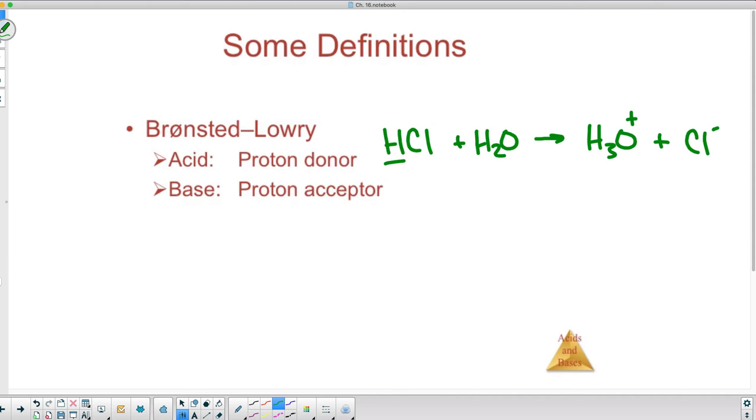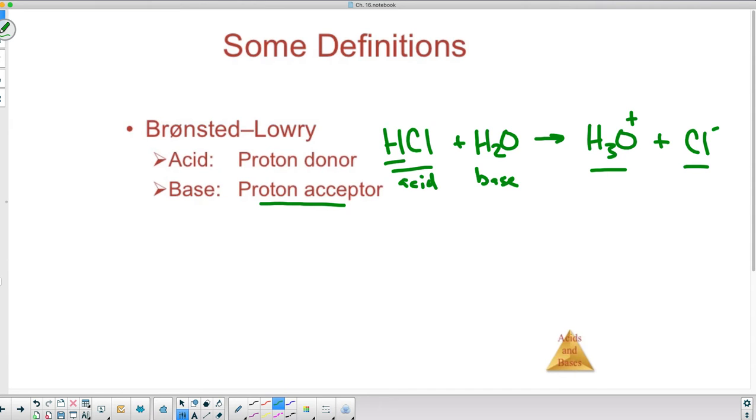Okay, so in this case you would see that this right here is the acid. It's the acid because it donates a proton, an H plus. This would, of course, be the base because it accepts a proton; it is a proton acceptor. And when it accepts the proton, then it becomes the hydronium ion. Okay, so when you increase the hydronium ion concentration, then you have an acid. And then, of course, we have the Cl minus that's left over.